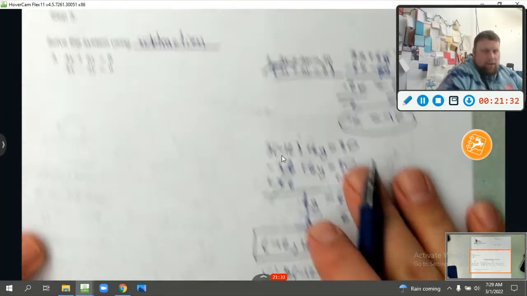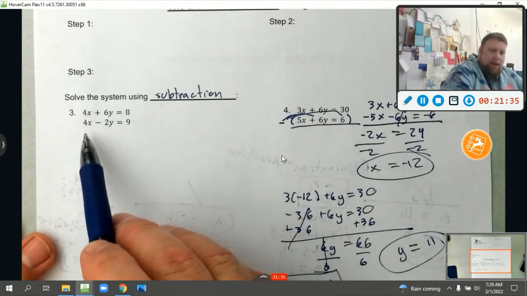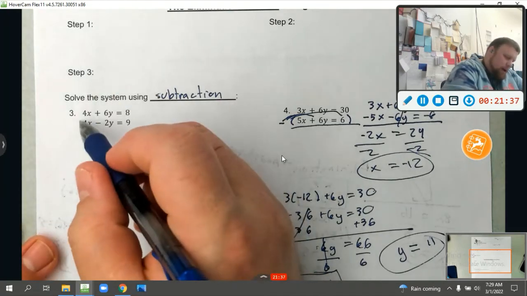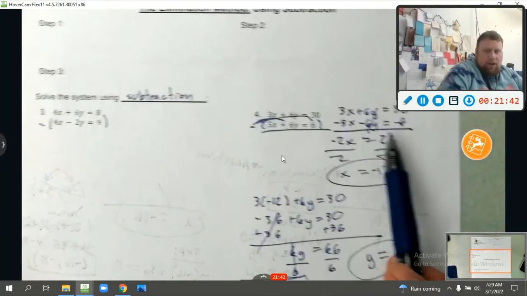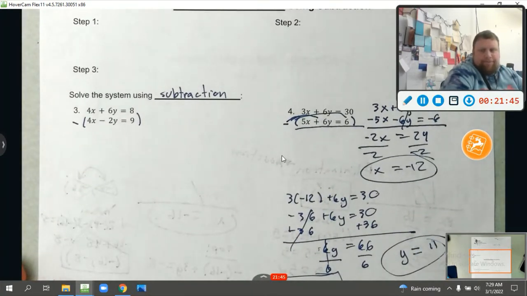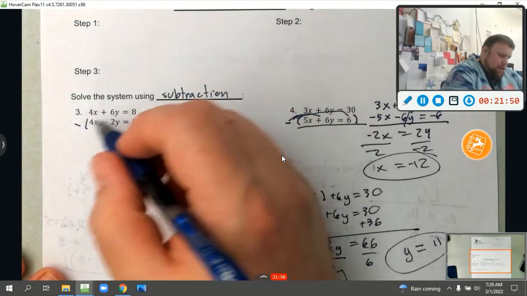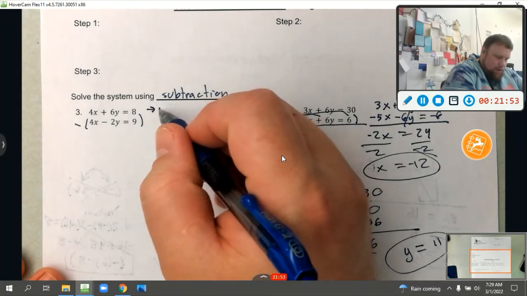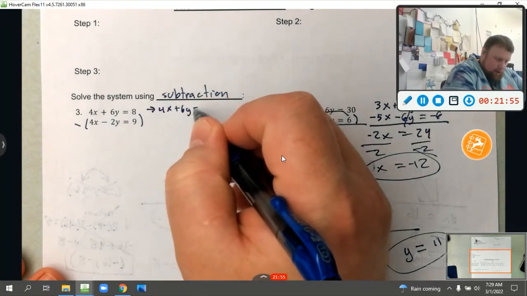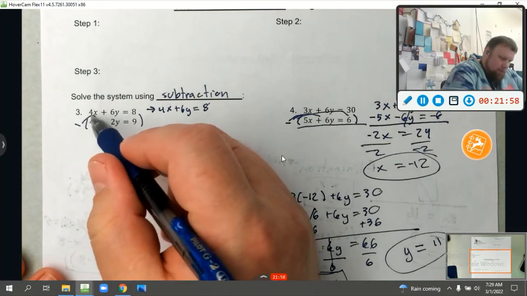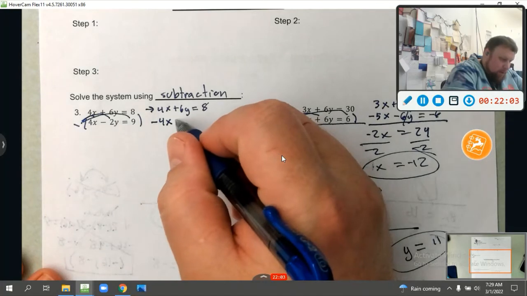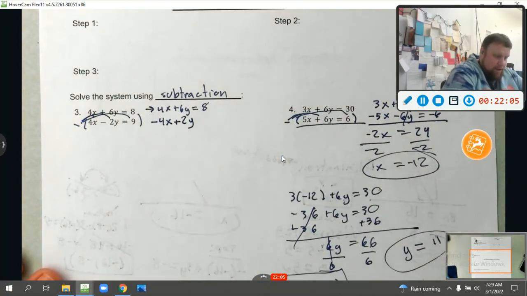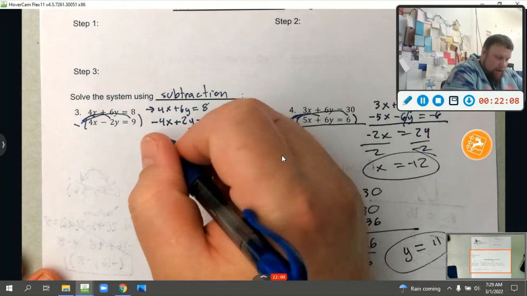Okay, for this one right here, take a minute. Notice we have matching x's, so we're going to multiply the bottom through by a negative. Take a minute, pause this, rewrite these equations like I did over here, multiplying by the negative. Okay, I'm trusting you did that, so I'm just going to rewrite the top one, which is 4x plus 6y equals 8. The bottom one, when I multiply and distribute that negative through, becomes negative 4x, now they're opposite, but then a plus 2y equals a negative 9, okay?